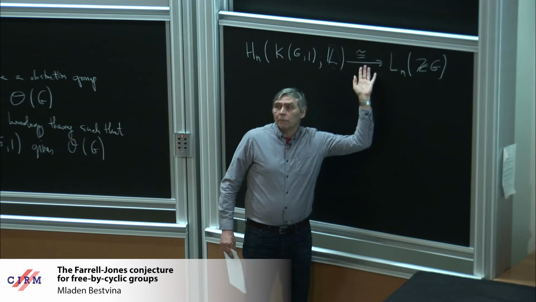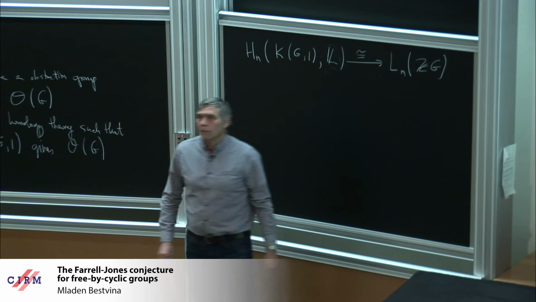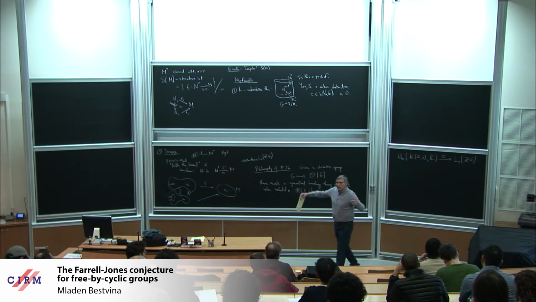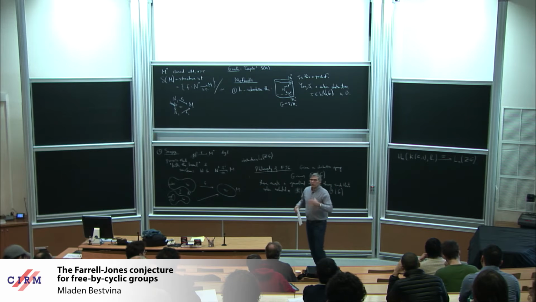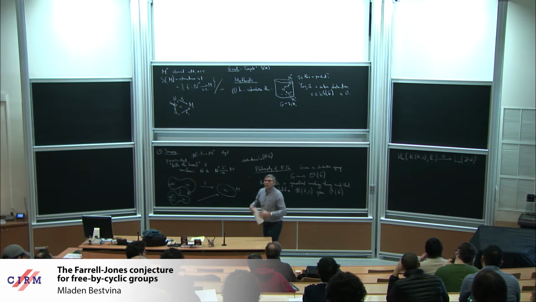This is called the assembly map. You somehow in your mind imagine having this big space KG1, and you're cutting it into pieces and computing homology with pieces and then putting back together. So that's the assembly.